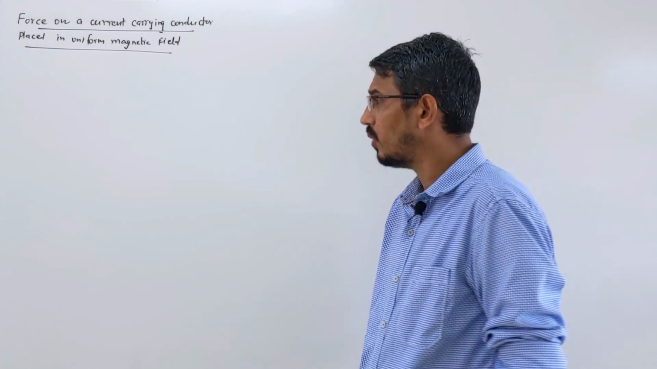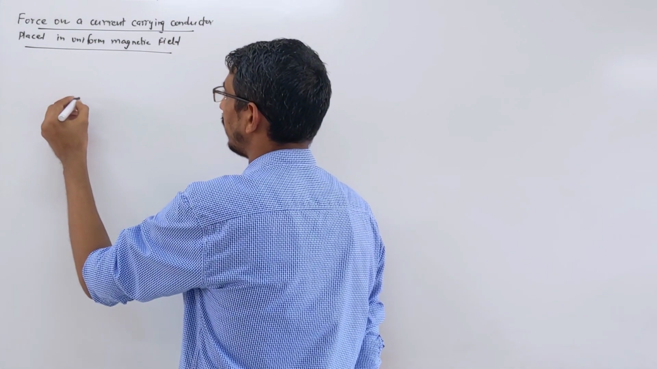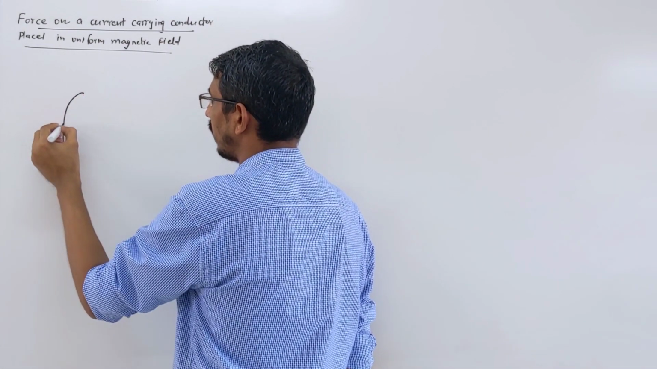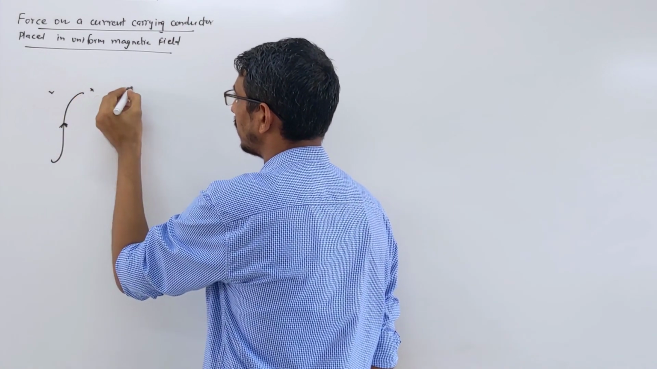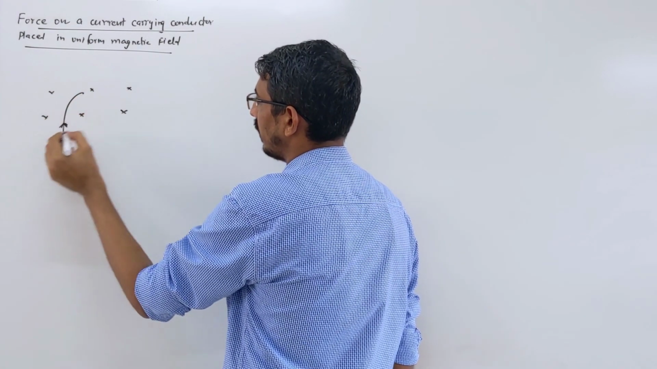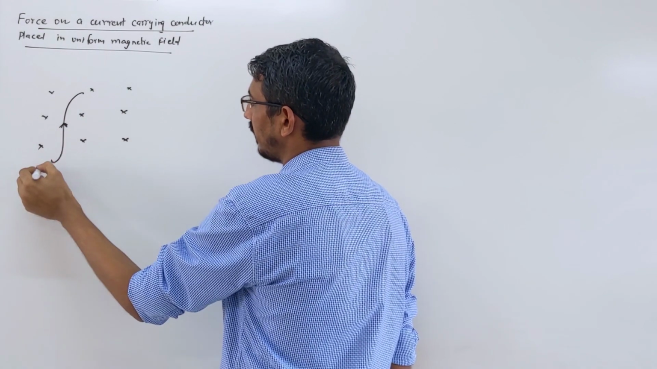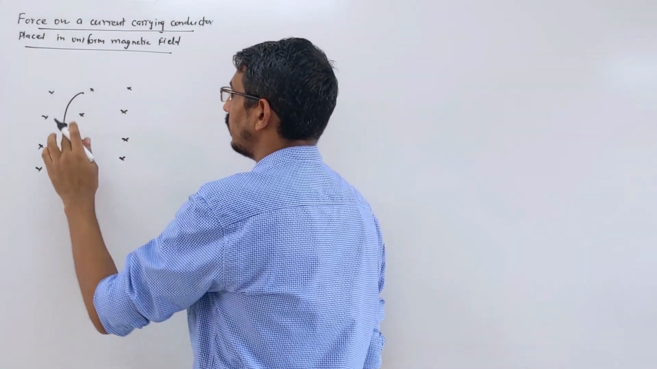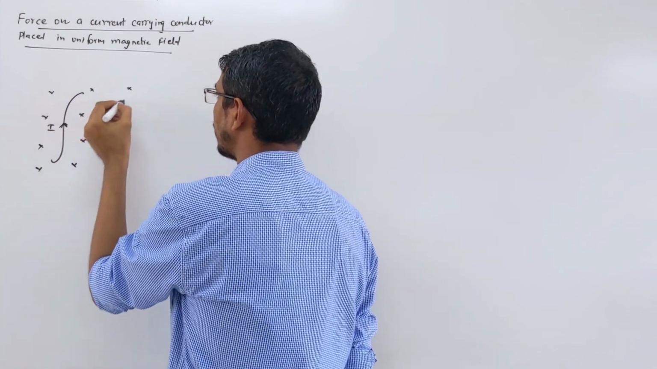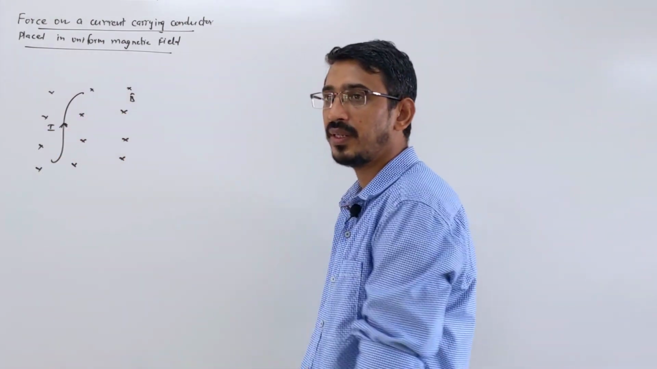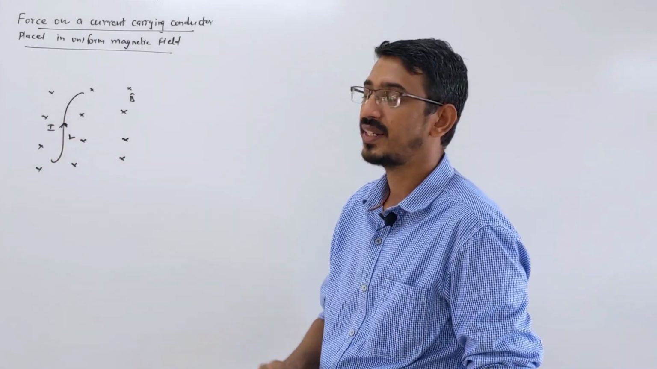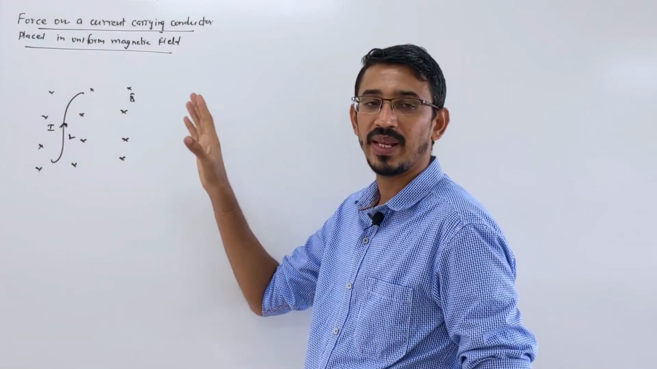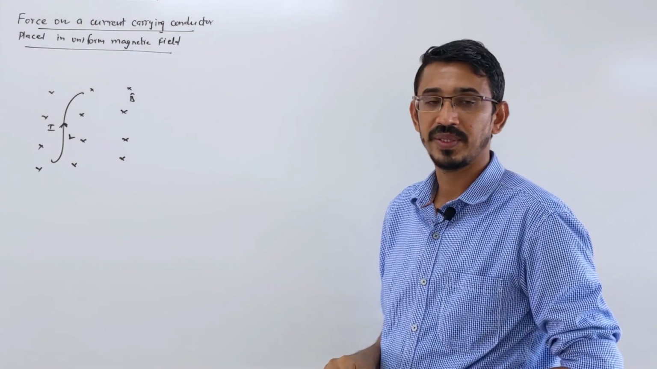You have some wire, of any shape, and you place it inside some magnetic field, and it has some current. Suppose this is the magnetic field I am showing. A cross means the magnetic field is inward, right? And the wire has some current I. This is the magnetic field B, correct? This is a wire of length L, and it is carrying some current I, placed inside a uniform magnetic field of strength B.